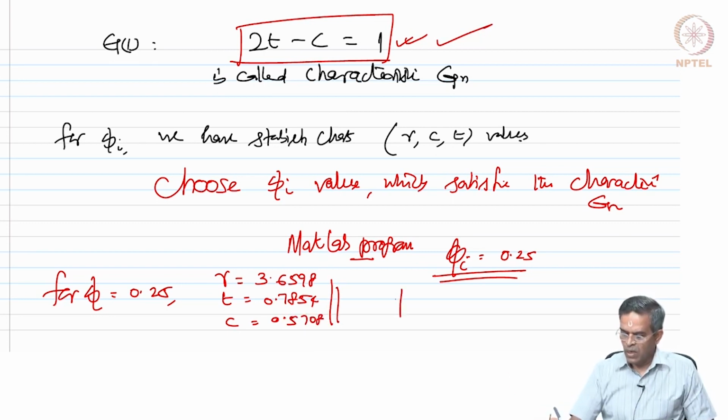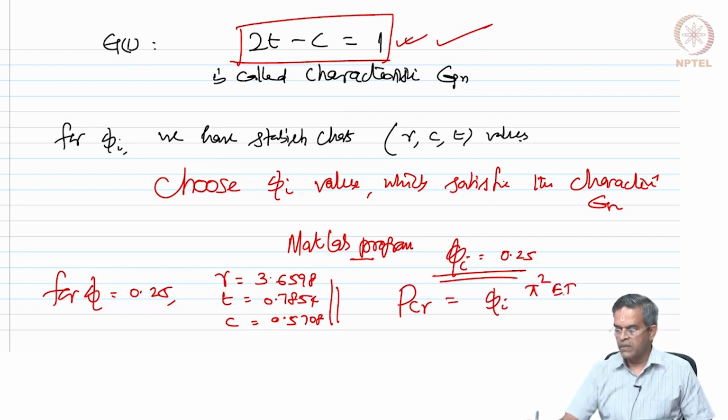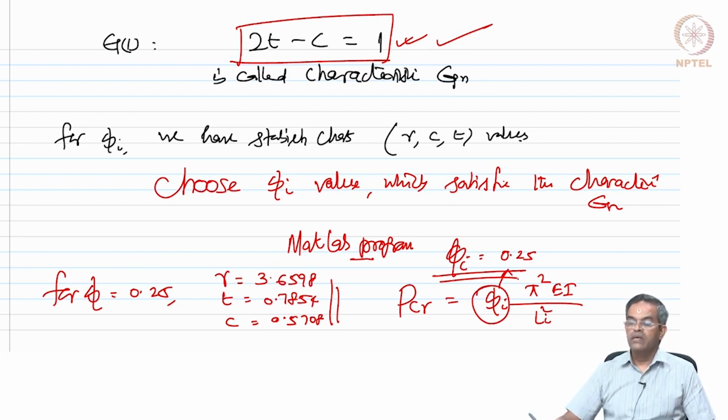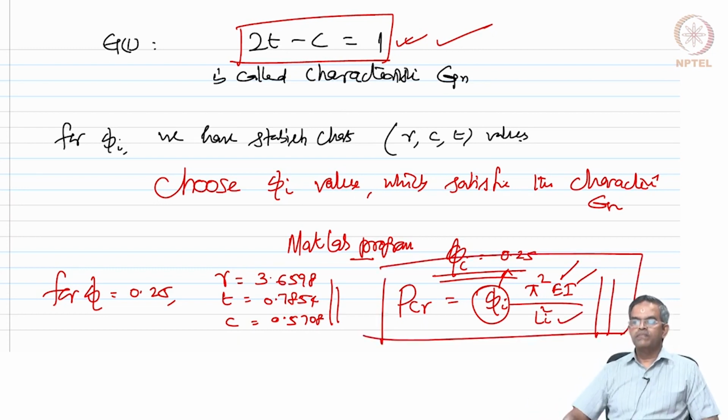So, now what I do, I substitute PCR as phi into pi square EI by L square, where phi is 0.25. If you know the material constant, if you know the second moment of area or moment of inertia of the cross section, if I know the length of the member, I can find the Euler's critical load. So, the problem is very simple, friends. Stability functions help you to obtain the Euler's critical load, which is going to help you to estimate the buckling load.